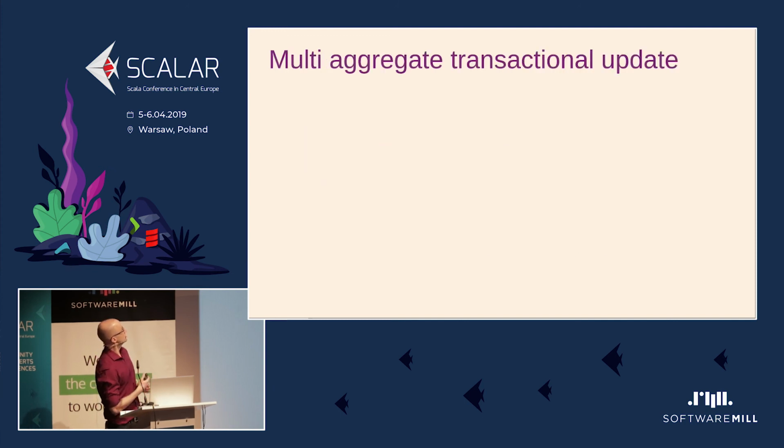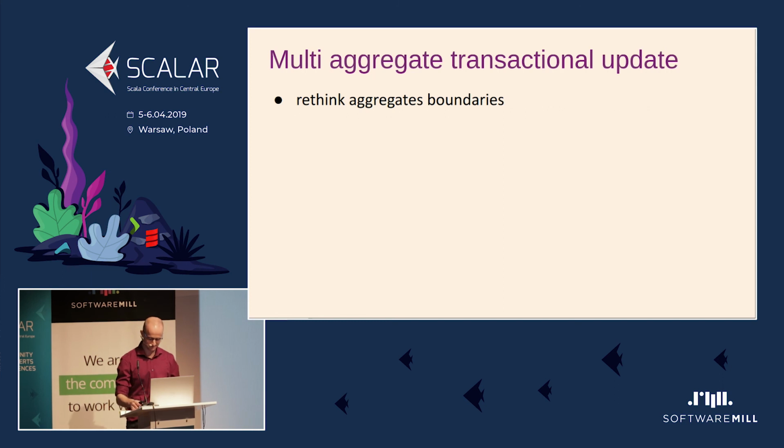Okay, so multi-aggregate transactional update, second unicorn. If you ever face the use case that you need to update in transaction two aggregates in event sourcing system, please stop. And first, rethink your aggregates boundaries. Maybe your aggregates are too thin, and if you simply combine them together, you will eliminate this problem very easily.